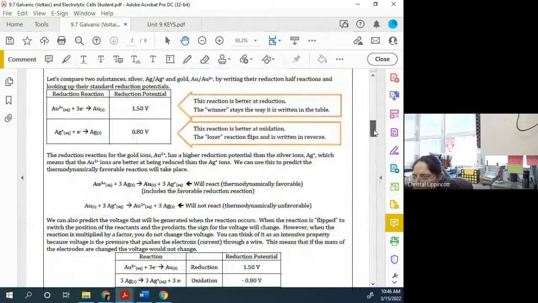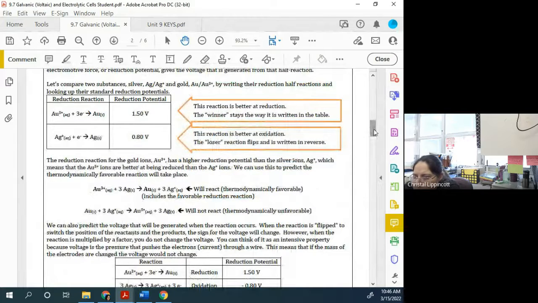So when we look for those reduction potentials here, for gold, it's 1.5. For silver, it's 0.8. Okay. So the one with the higher value needs to get reduced. If you look at these two numbers, this number is bigger, so we need to reduce this one. That's how I remember it. So that's where reduction is going to be.